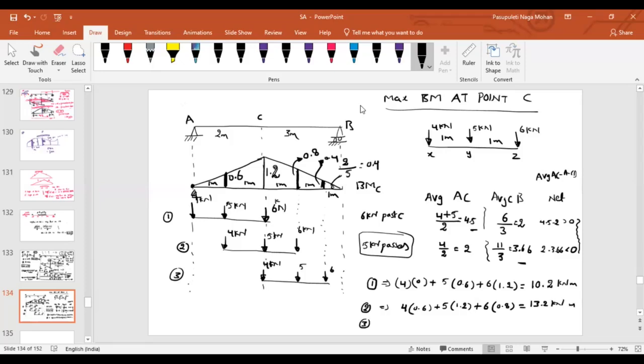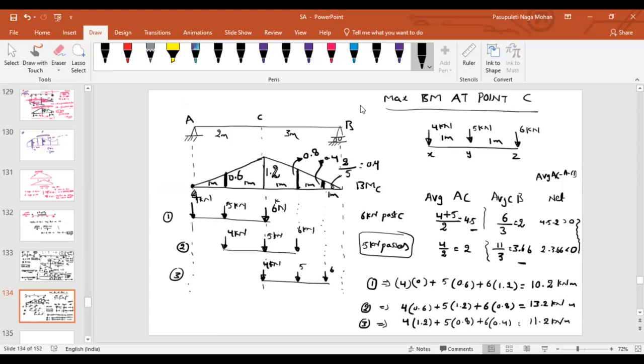And in the third case, what is the ordinate under 4? 1.2. Ordinate under 4 into 4, 1.2. 5 into the ordinate under it, 0.8. 6 into 0.4. That gives 11.6.